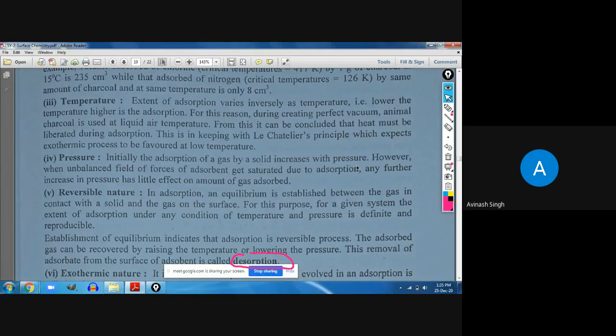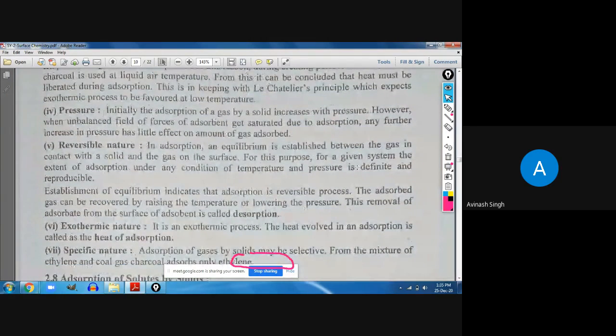So in adsorption an equilibrium is established between the gas and the solid at the surface. For a given system the extent of adsorption under given conditions is definite and reproducible. The equilibrium is reversible; the adsorbed gas can be recovered by raising the temperature. When you increase the temperature, adsorption decreases, so you will get the gas back. So the adsorbed gas can be recovered either by increasing the temperature or lowering the pressure, and this removal is called desorption.